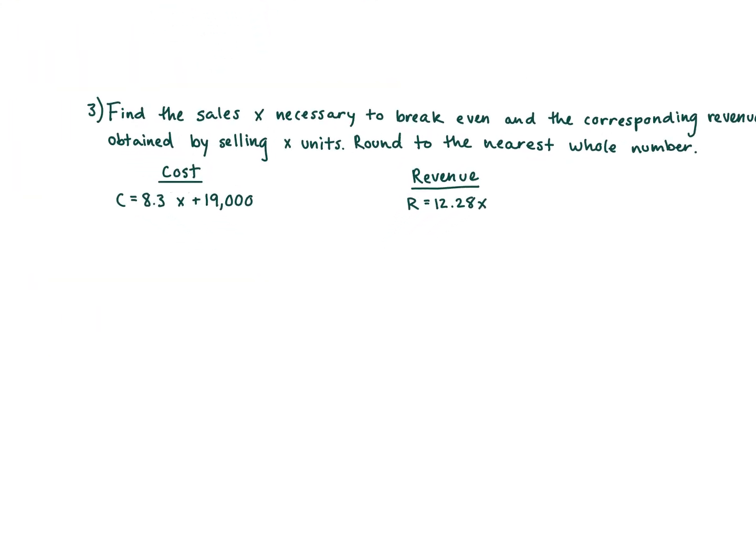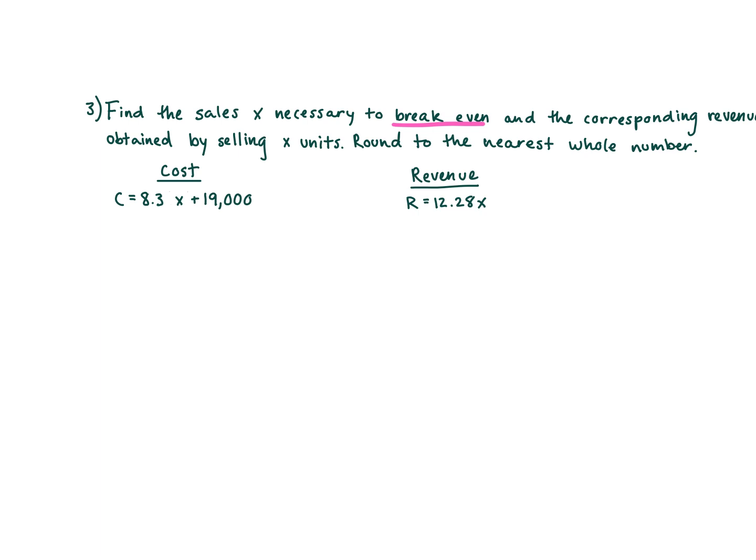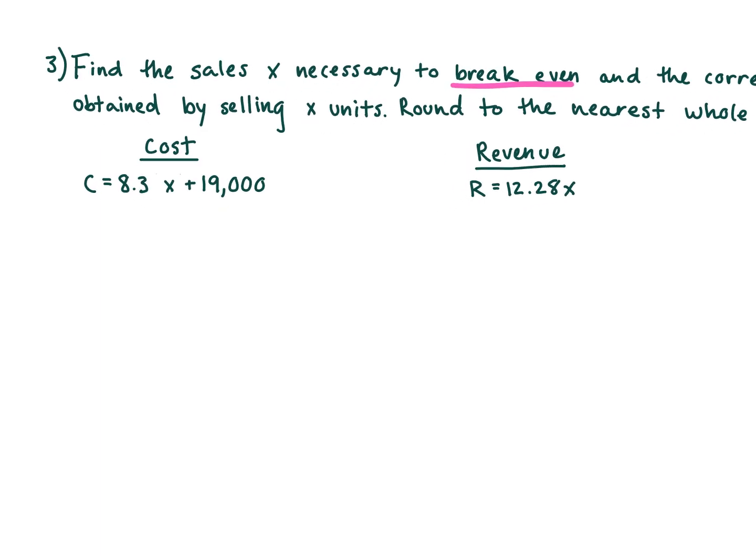For 3, when it says break even, that just means that the cost equals the revenue. So it would just be 8.3x plus 19,000 equals 12.28x. This one, I don't know if the numbers end up to be like whole numbers, so you might just want to use a calculator to help you solve, but no calculator for the quiz.